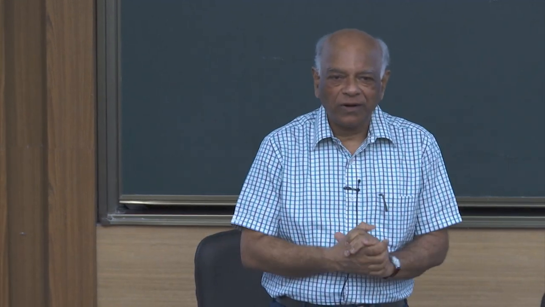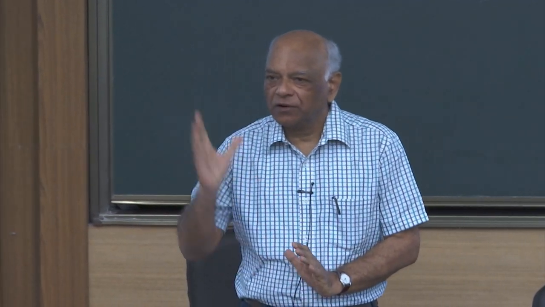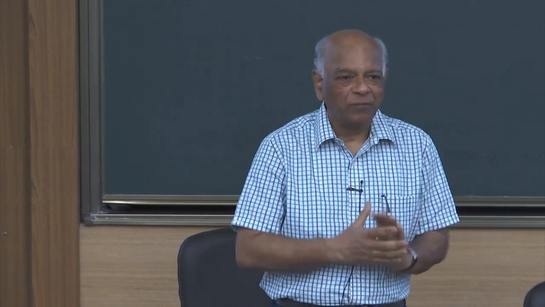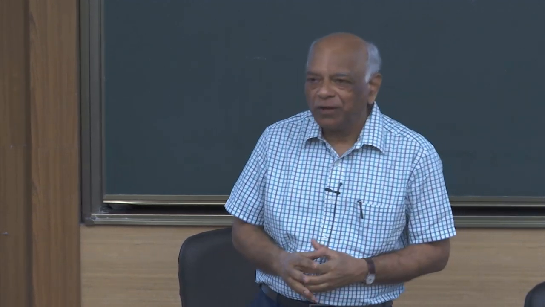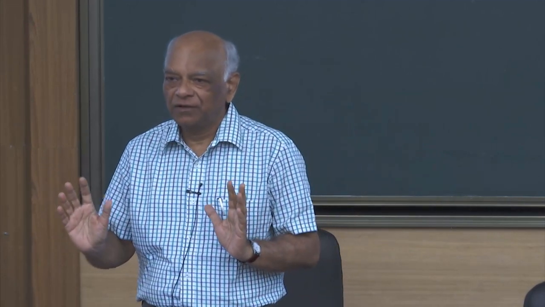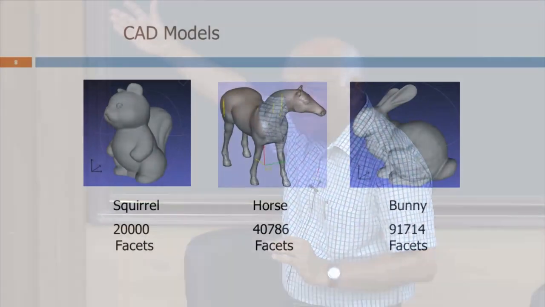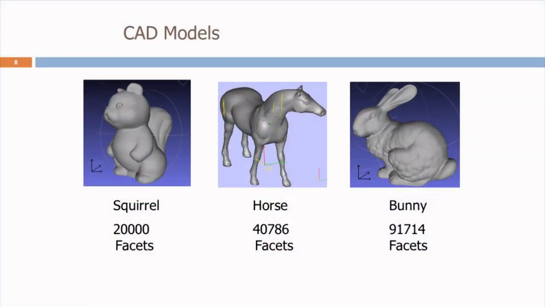We use a variety of models in order to test our algorithms. These are all derived from the Stanford Graphics Library, because they are the most complex models which have been put in the public domain for testing the algorithms. So we have tested our algorithms with those types of models. This is a Stanford bunny, and then you have the horse, you have the squirrel. What is written below are the number of facets.